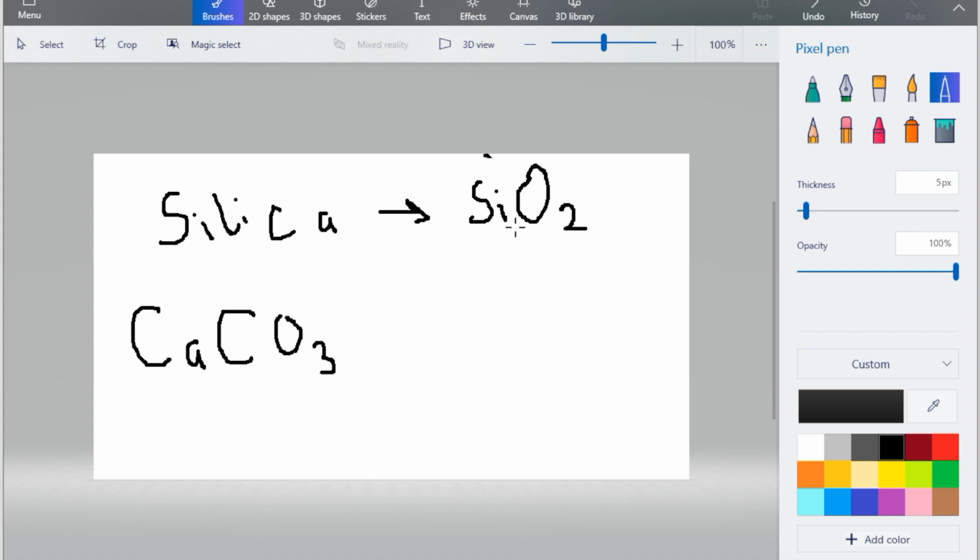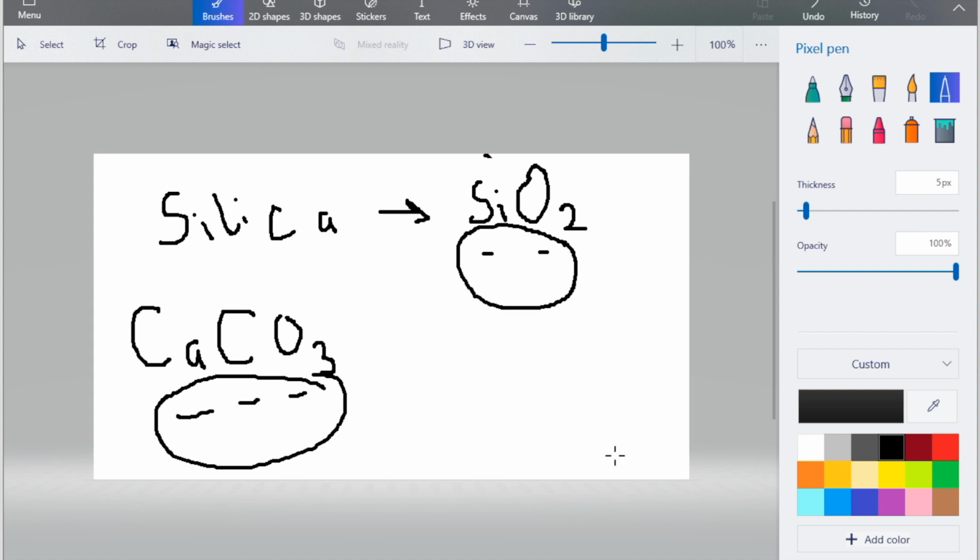Silica is made from silicon, one atom of silicon and 2 atoms of oxygen. Calcium carbonate is made from calcium, carbon, and oxygen. There are 3 substances that make up calcium carbonate. There are 2 substances that make up silica. There is silicon, and then there is oxygen, but at different proportions. All right, so please try to remember that.